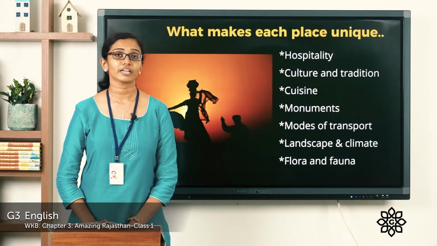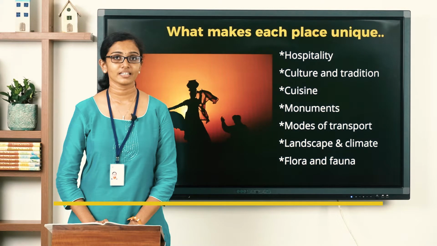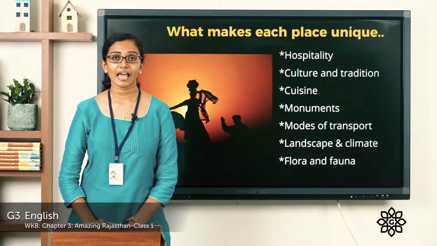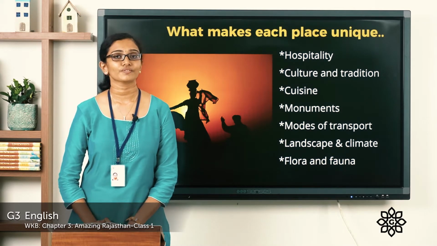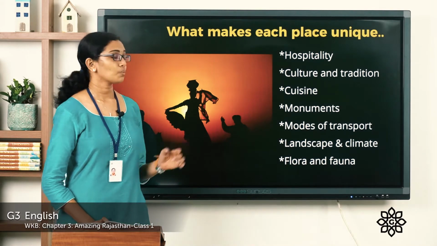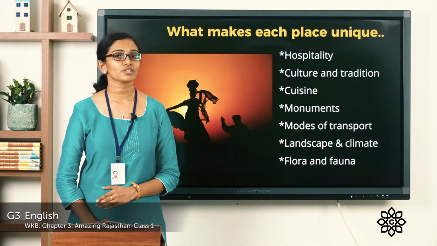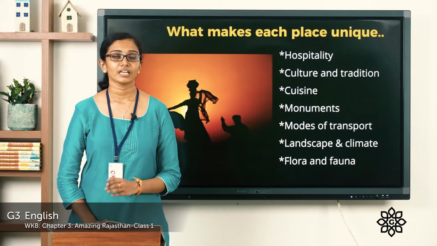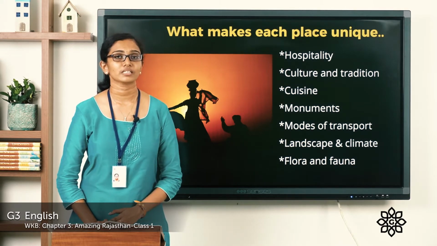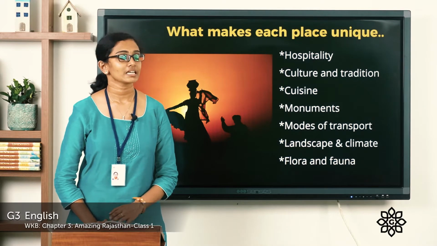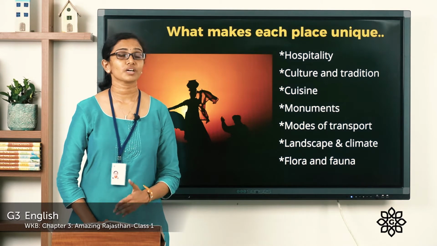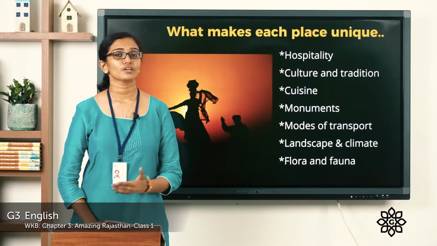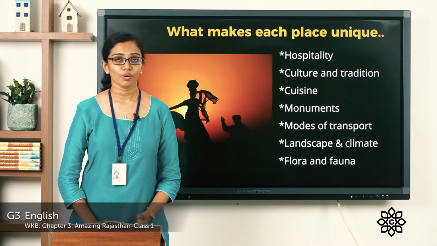Cuisine. What do you mean by cuisine? How food is prepared and served in a particular region based on their authentic recipes. That's called the cuisine of that region. And what do you mean by monuments? The structures or buildings in a place which have some historical importance. That's called a monument. Modes of transport. How people and goods are carried from one place to the other. That's called the mode of transport.